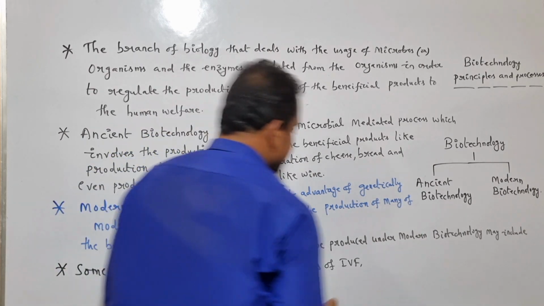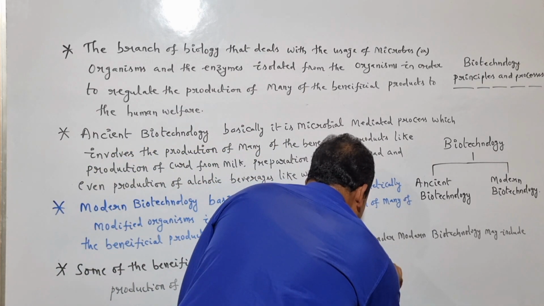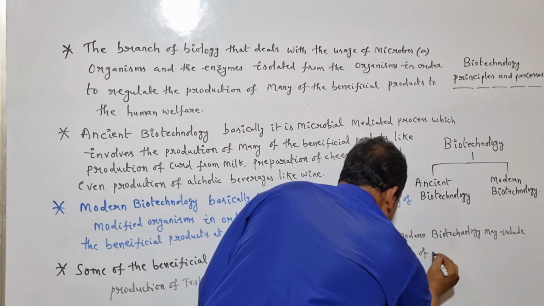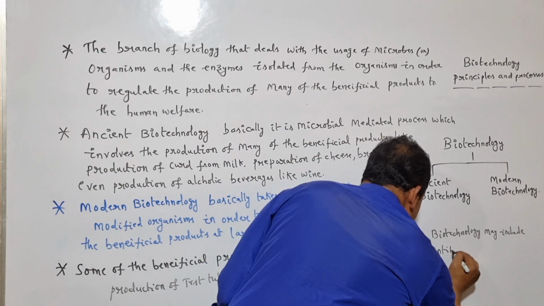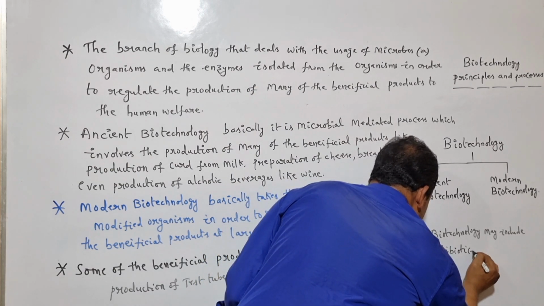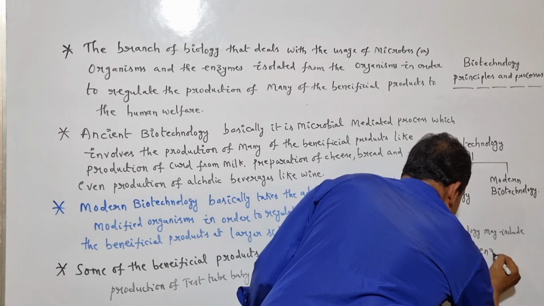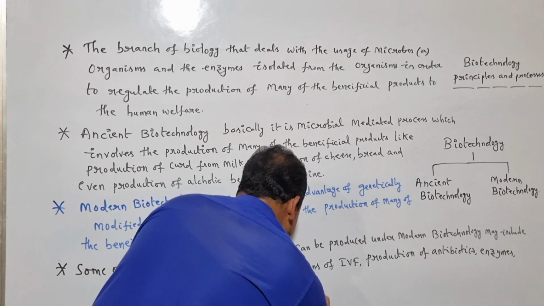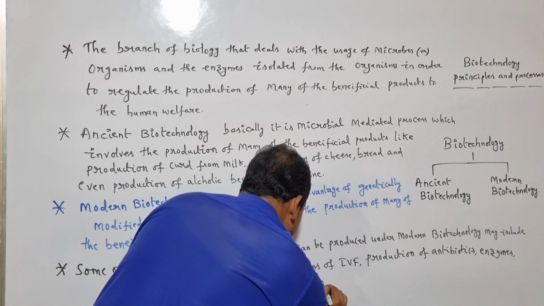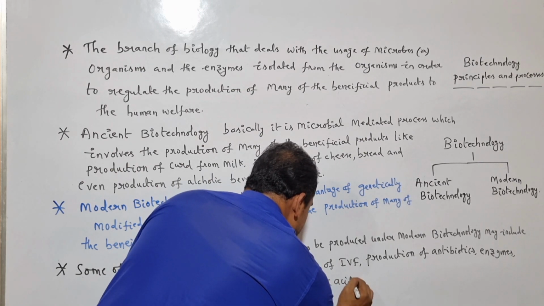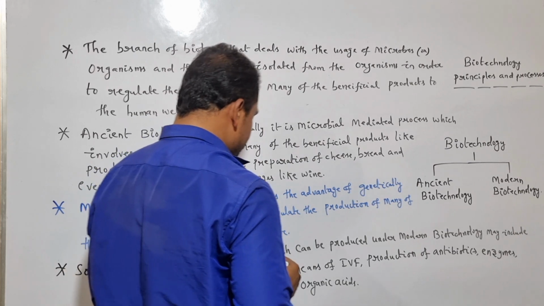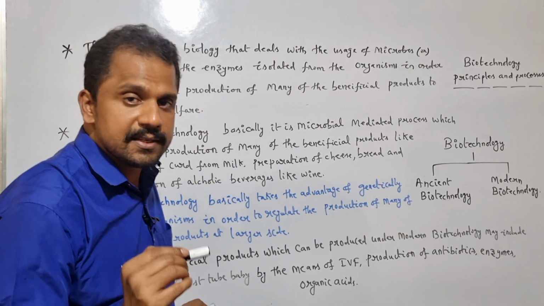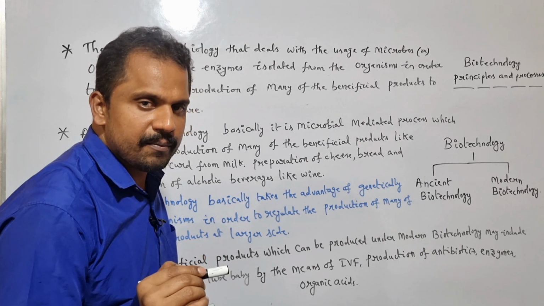And the other one is production of antibiotics. And the other one is enzymes and organic acids. So here all these beneficial products can be successfully synthesized or produced at larger scale by the means of modern biotechnology.